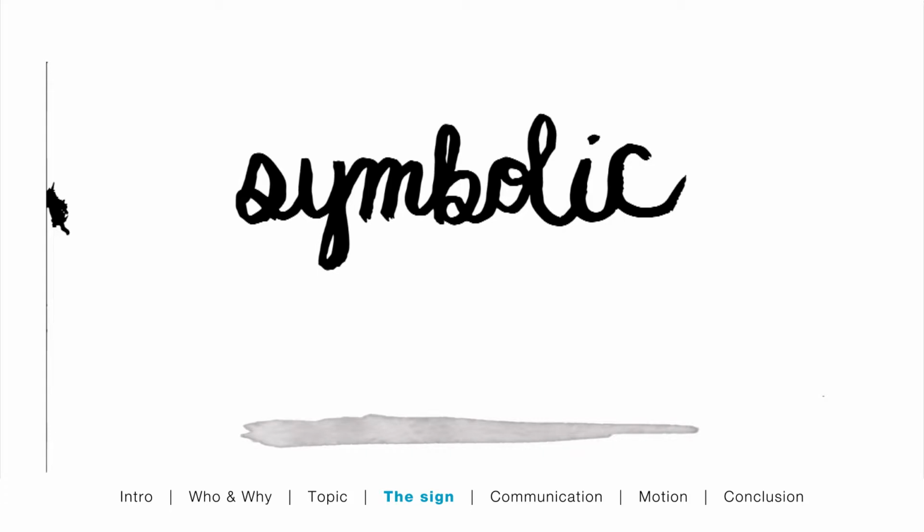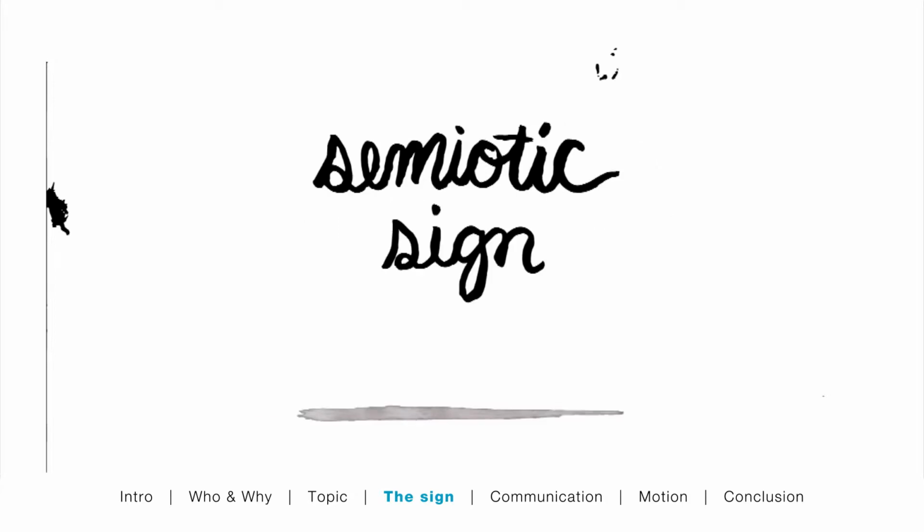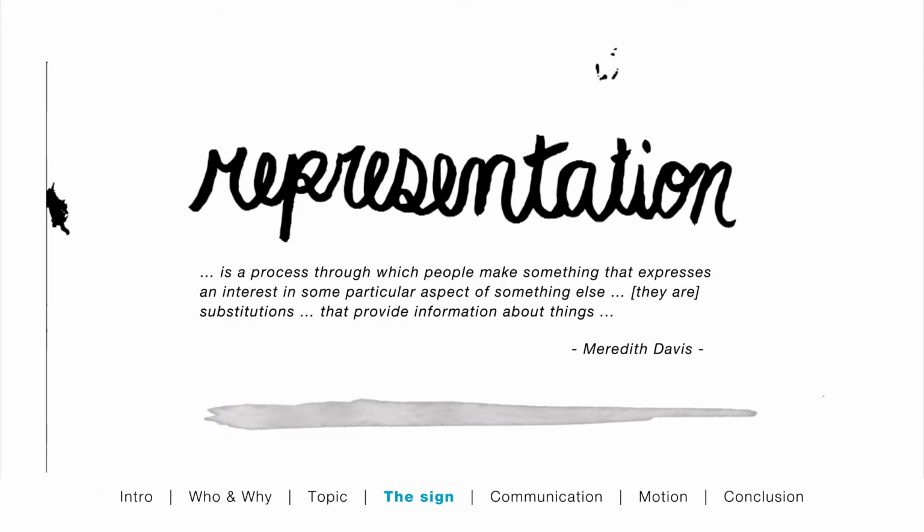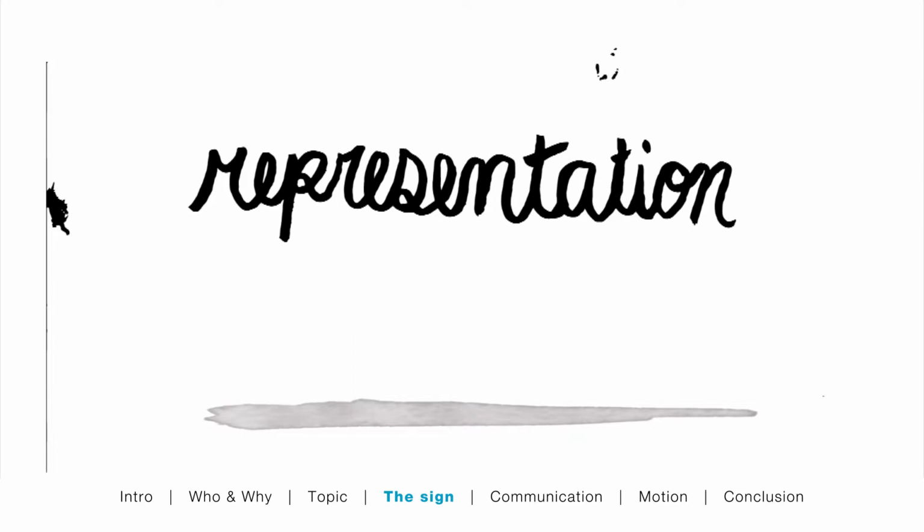For instance, the Facebook like button and Geyer's examples are symbolic because they do not share a commonality or realistic rendering of a thing, but rather symbolize the relationship between it and the original. With this fundamental notion of the semiotic sign, we begin to see how users derive meaning from signs because of what they represent in digital environments. As Davis explains, representation is a process through which people make something that expresses an interest in some particular aspect of something else. They are substitutions that provide information about things.